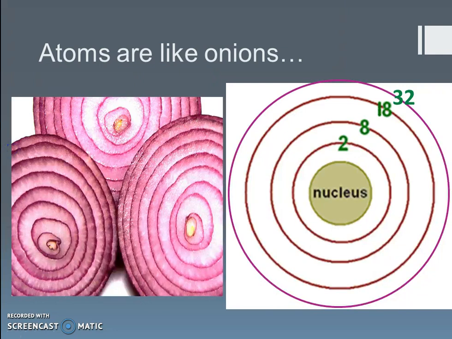Alright, so the best analogy to think of atoms is like onions. I would also suggest drawing this diagram in your notes. So here are the different electron shells of an atom, as well as how many electrons they can hold up to. This might look different than anything you're used to seeing: 2-8-18-32. Again, this will make more sense later in the year when we talk about electron configurations.